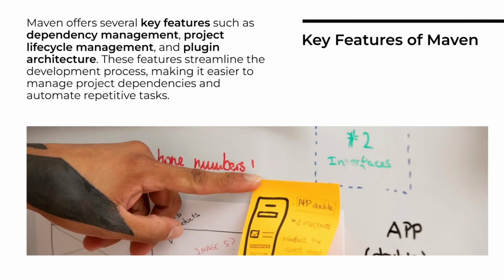Now, there are some key features of Maven. Maven offers several key features, like dependency management, one of them. Another is project lifecycle management and plugin architecture, so you can use any kind of plugin inside your pom.xml. These features streamline your development process, your test script creation process, and also automate repetitive tasks if you want. These are all key features of Maven.